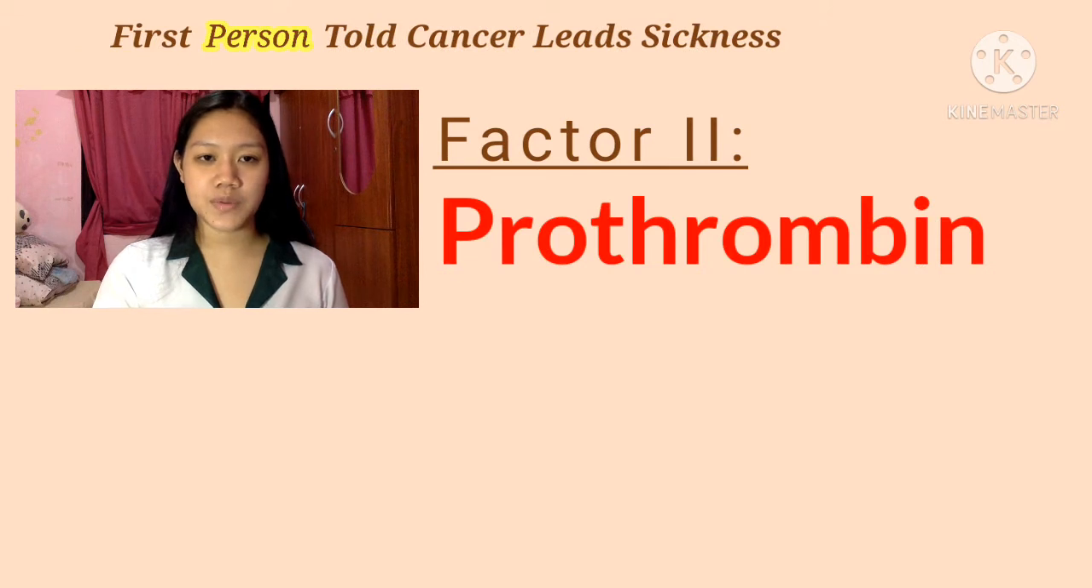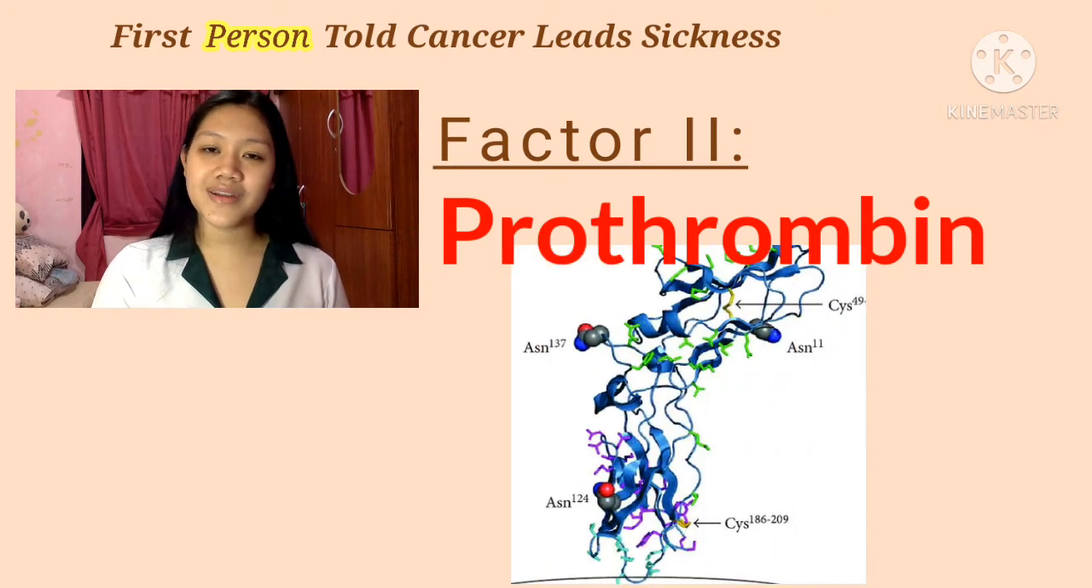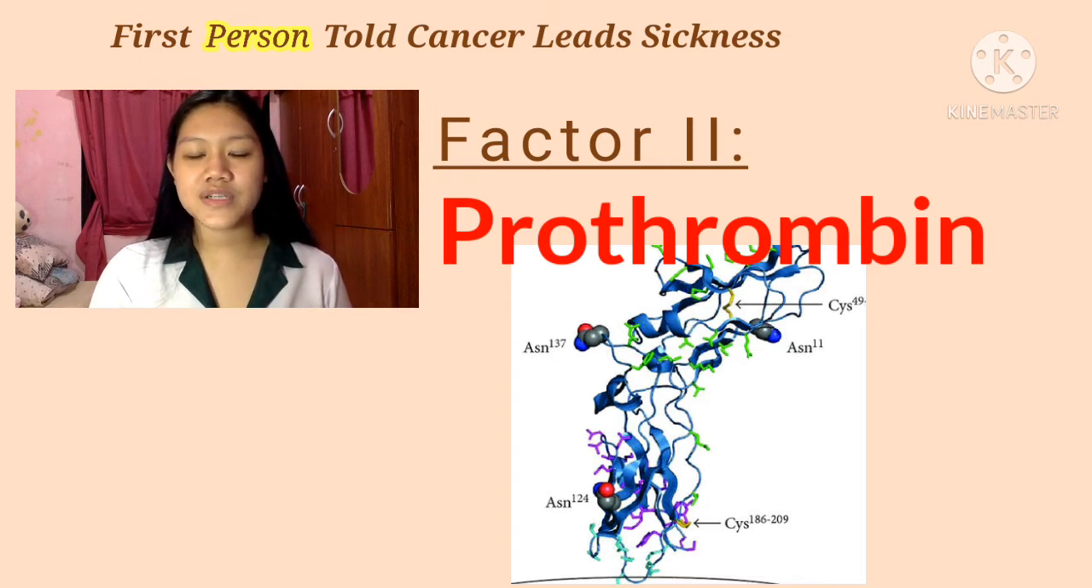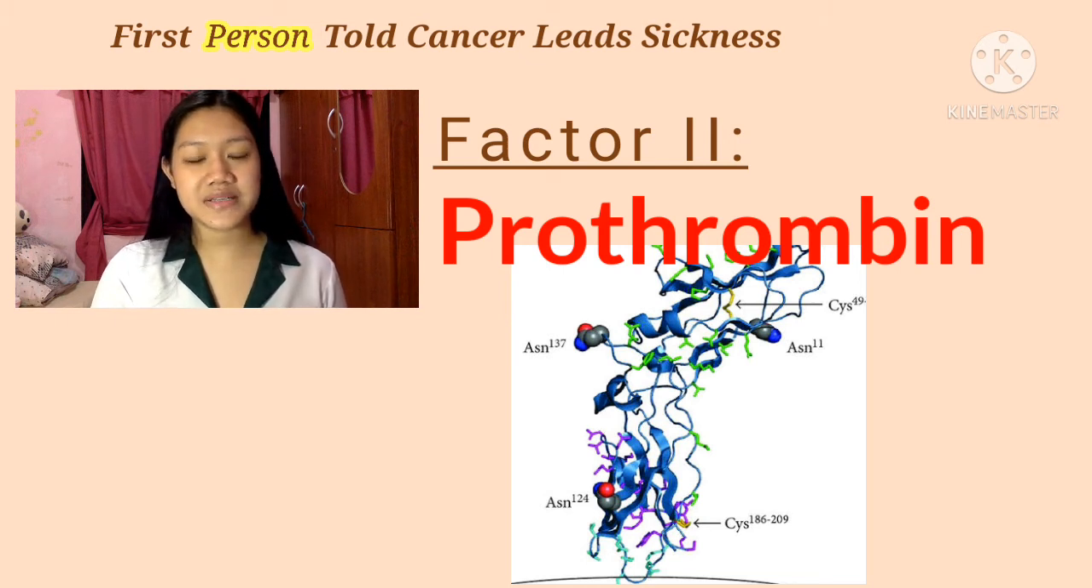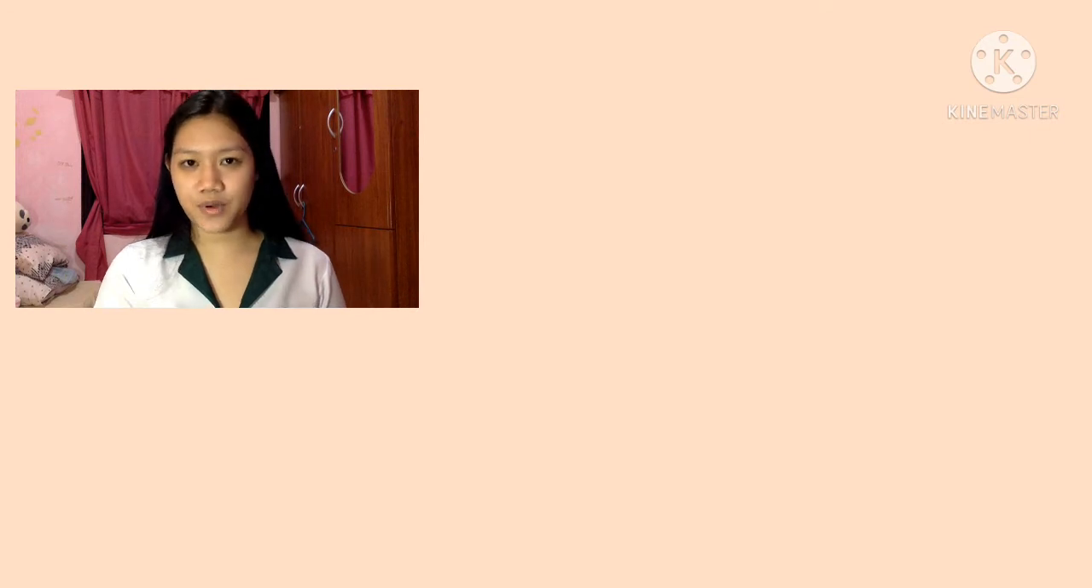Next, we have factor 2, which has a common name of prothrombin. In our mnemonics, we have that as person, from the word prothrombin, P. It functions as a serine protease. There are other factors that have the same function, so we'll delve into that later, and I'll have to skip over to factor 3.